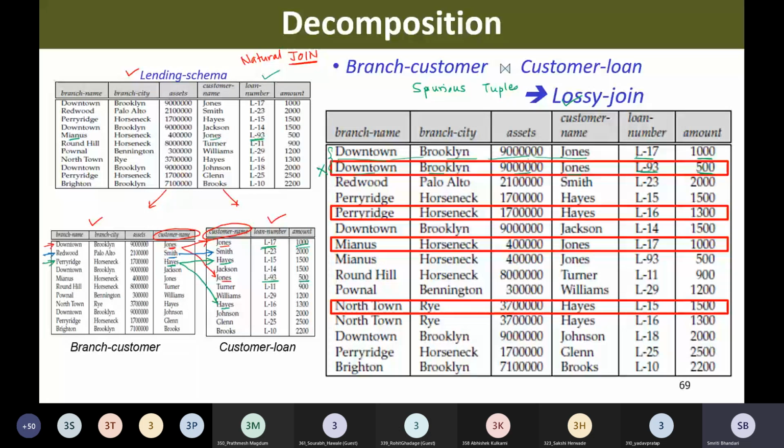We do not want such a decomposition. Whenever we try to decompose a relation, we should come up with a decomposition which has exactly the same data that was present earlier. We do not want any invalid data in the natural join of the decomposed relations. And that is the reason why such a decomposition is not correct. Right? Are you getting me?